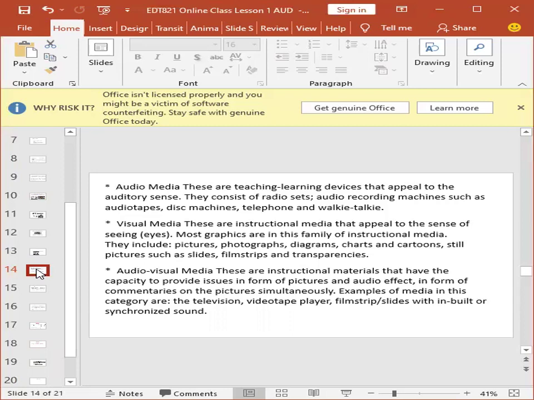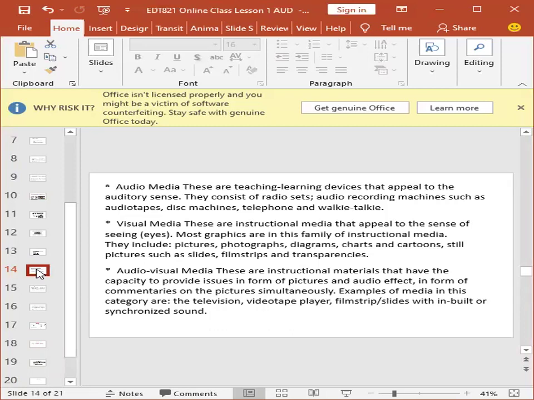Visual media. These are instructional media that appeal to the sense of seeing, the eyes. Most graphics are in this family of instructional media. They include pictures, photographs, diagrams, charts, and cartoons. Still pictures such as slides, film strip, and transparency are in this category too, so of visual media.